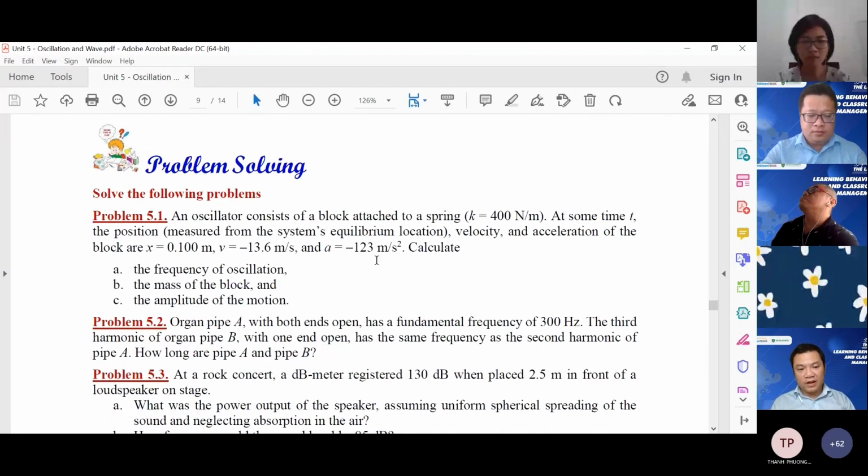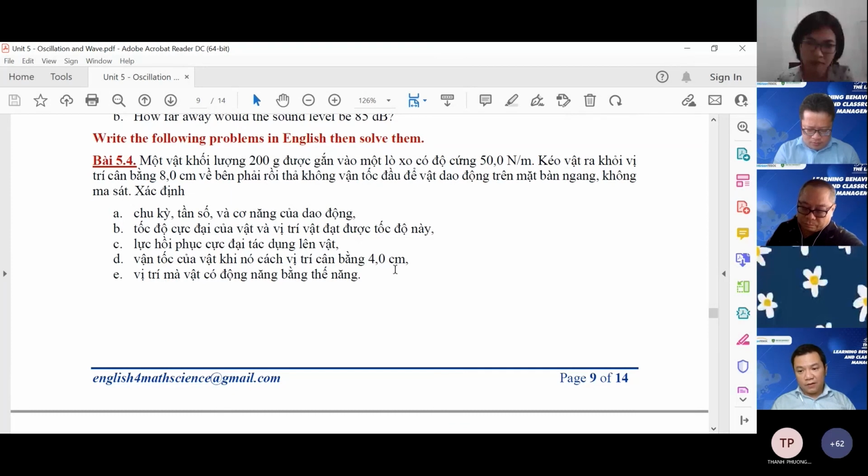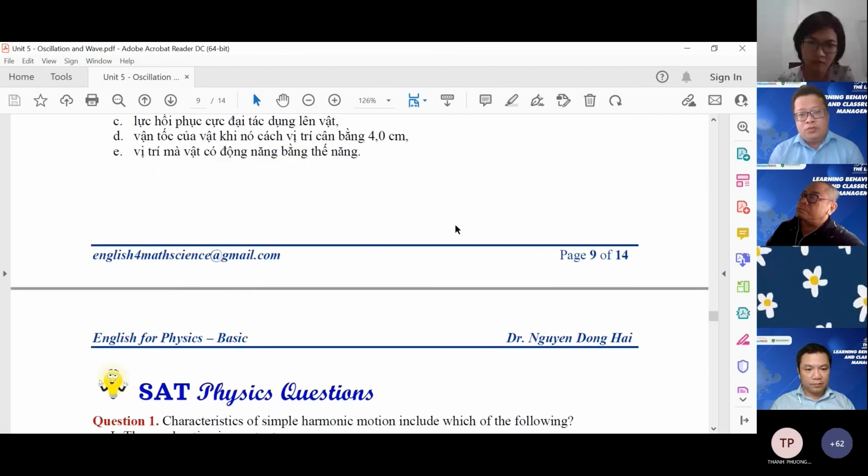Then comes the problem solving. Here are some problems from an American textbook. The problems are already in English. What they need to do is just solve them and teach their students the problem. I also have some problems in Vietnamese for them to translate the problem statement into English and then teach their students how to solve that problem.